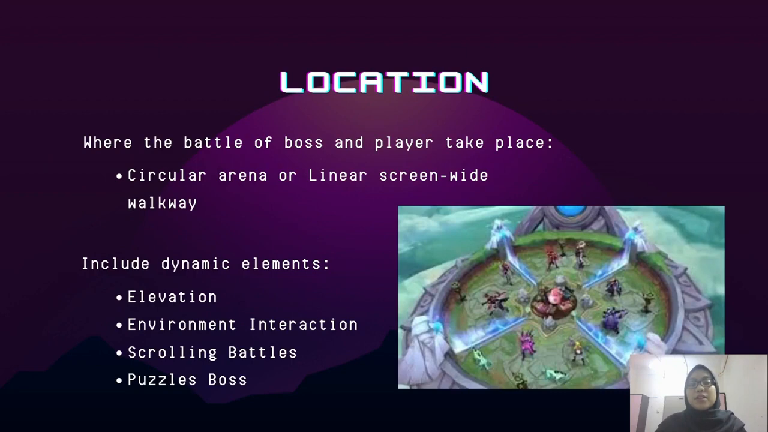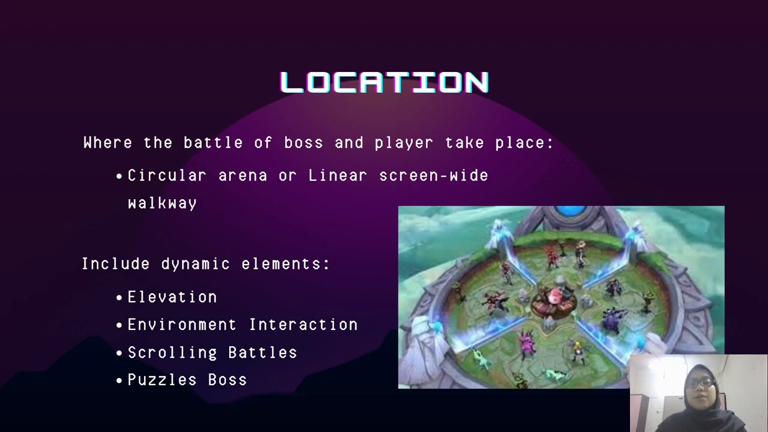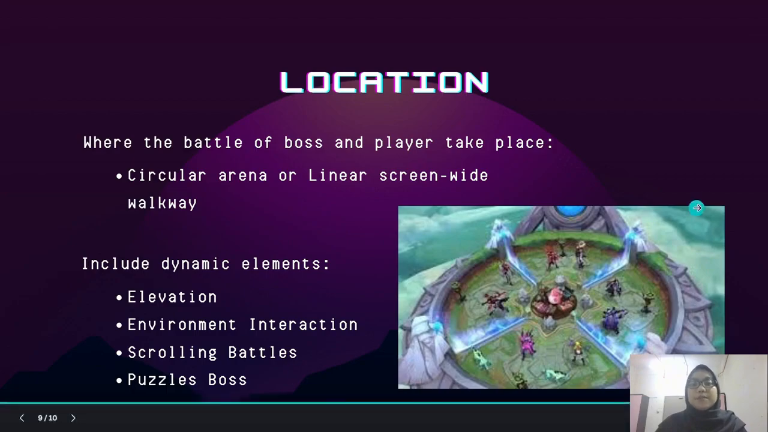Next, I will talk about location of the battle. You need to choose properly where the battle of boss and player take place. It usually uses a circular arena or linear screen wide walkway. And you need to include dynamic elements such as elevation, environment interaction between boss and the players, scrolling battles, and puzzle boss where the player needs to survive and use the level object to defeat the boss.